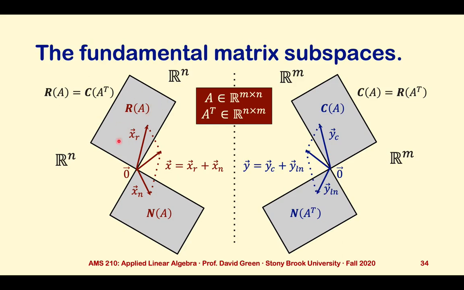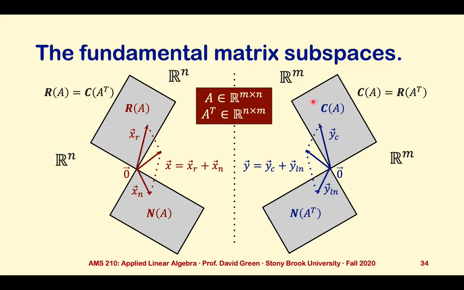A row space and a null space. These both live in n-dimensional space, the number of columns of A, and together their direct sum gives us all of Rn. Any vector in Rn can be described as some sum of a unique vector from the row space and a unique vector from the null space. These are two of the fundamental matrix subspaces.